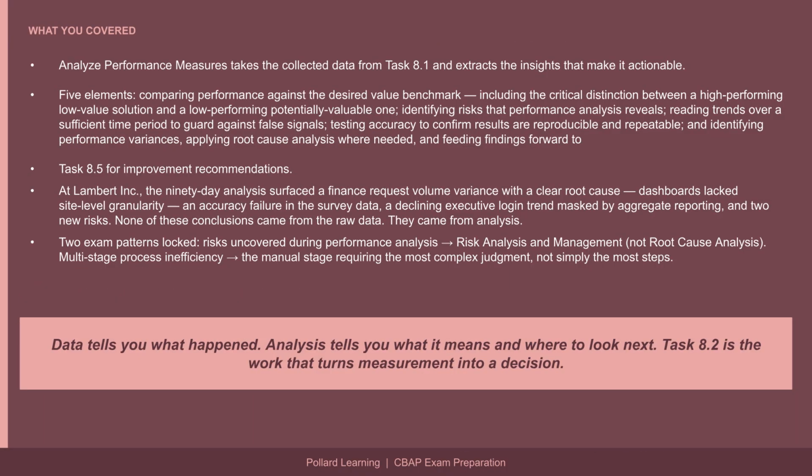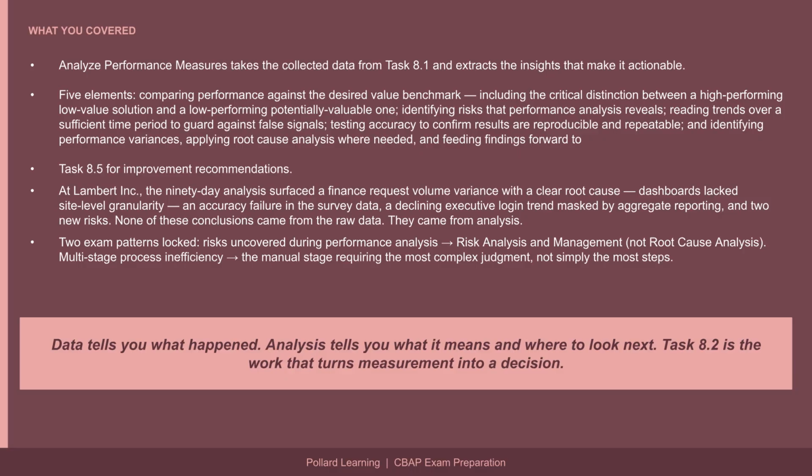This lesson covered analyze performance measures, taking the collected data from Task 8.1 and extracting the insights that make it actionable. 5 elements: comparing performance against the desired value benchmark, including the high-performing, low-value distinction, identifying risks that performance analysis reveals, reading trends over a sufficient time period to guard against false signals, testing accuracy to confirm results are reproducible and repeatable, and identifying performance variances, applying root cause analysis, and feeding findings to Task 8.5.